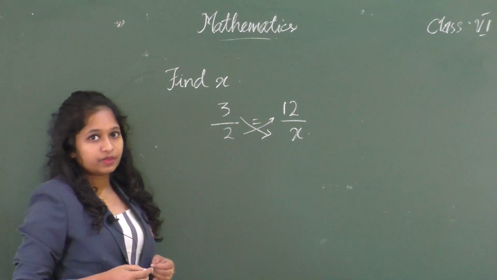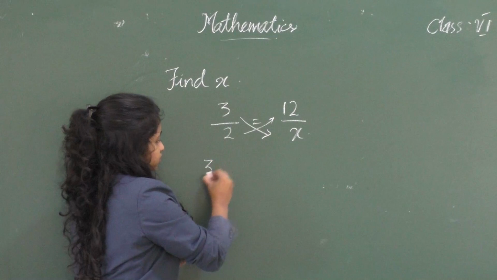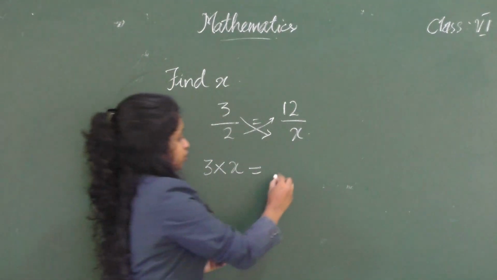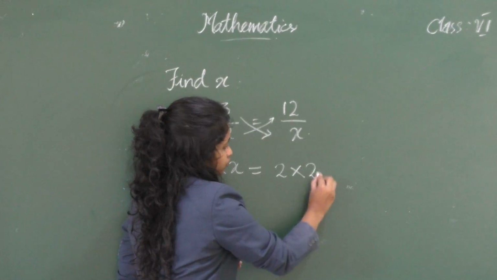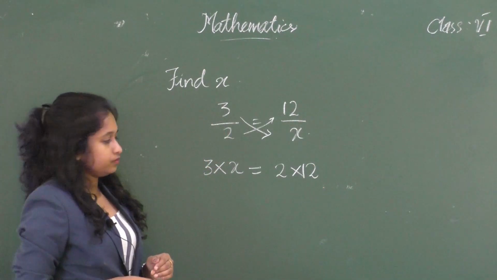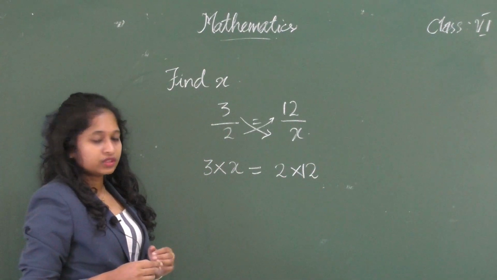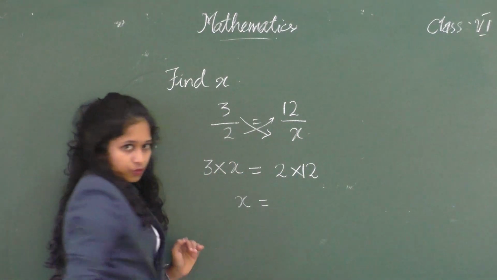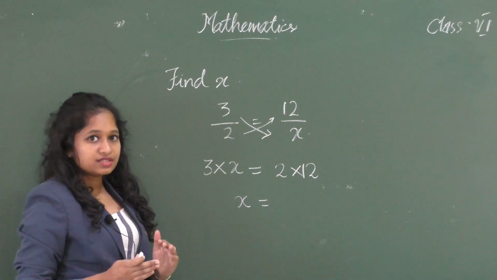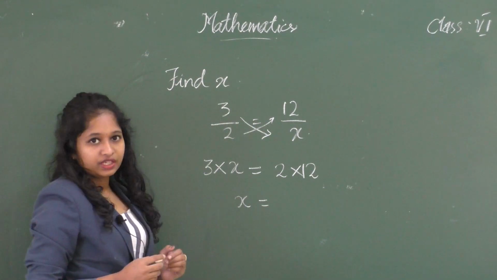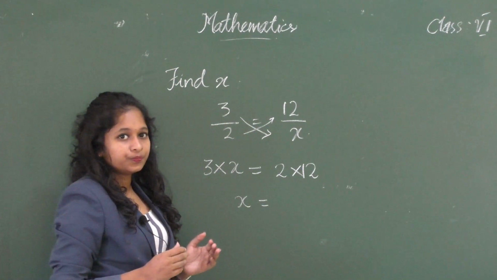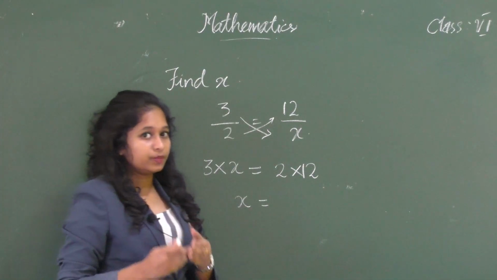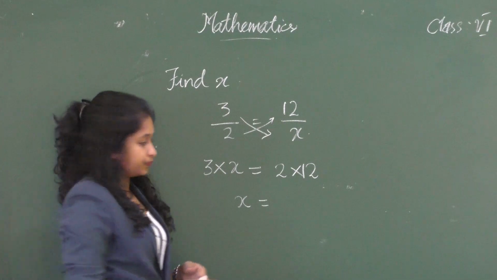When you cross multiply, you get 3 into x is equal to 2 into 12. Now, place the x in its position, and since here it is multiplication, we have to take it to the other side and it becomes division there, isn't it?